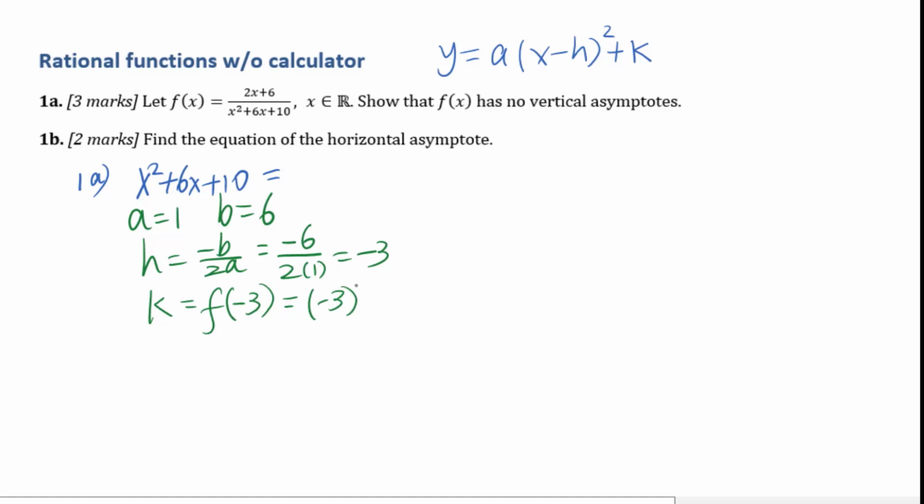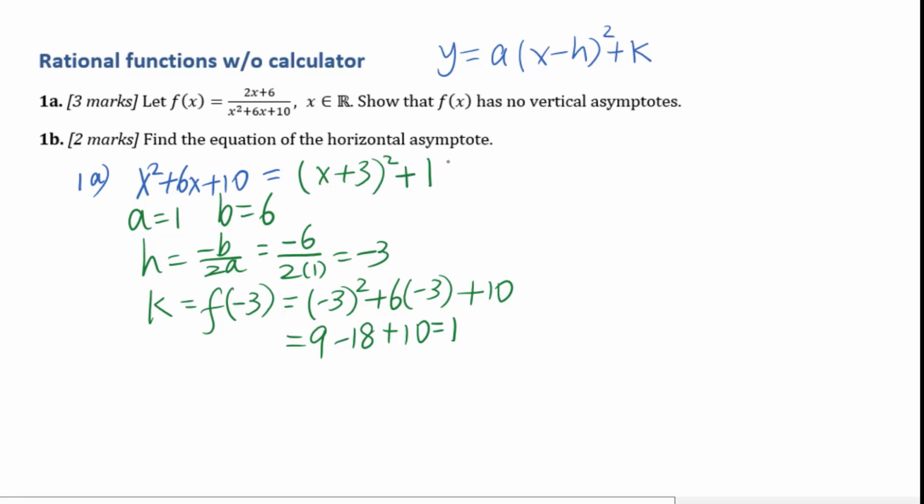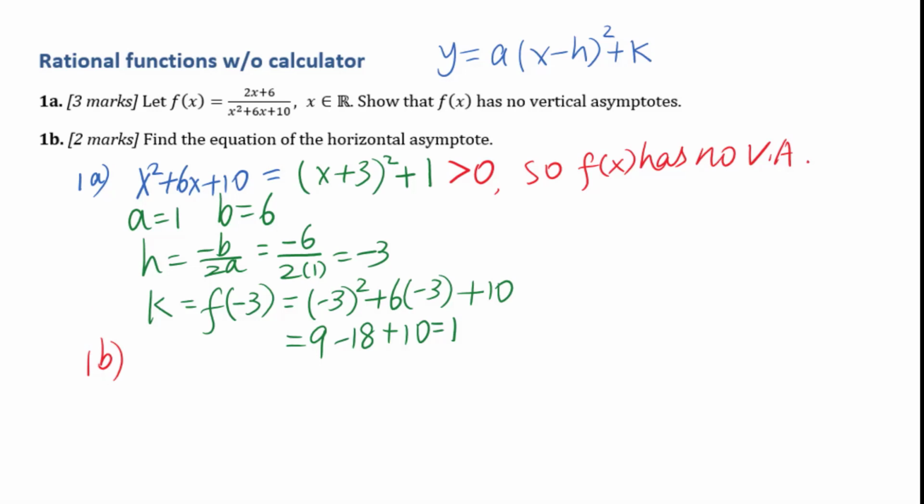So negative 3 squared plus 6 times negative 3 plus 10 equals 9 minus 18 plus 10 equals 1. Therefore, x squared plus 6x plus 10 equals x plus 3 squared plus 1. This is always greater than 0. So f of x has no vertical asymptote line. For 1b, find the equation of the horizontal asymptotes.